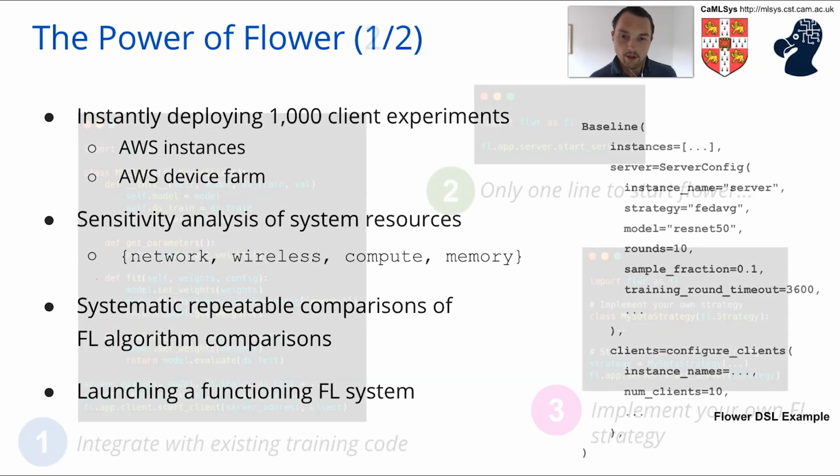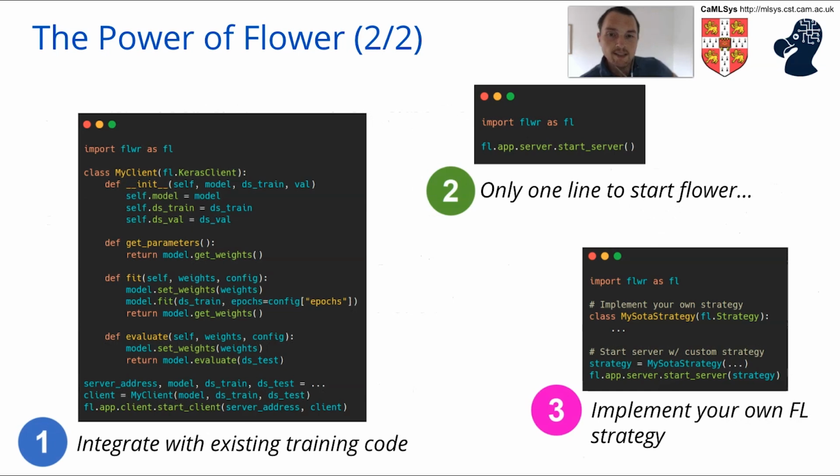Now let's look at some of the code. These are just three different examples I want to show you to get a feel for what Flower is like. The first one, blue number 1, shows a little bit of code that is actually very little.